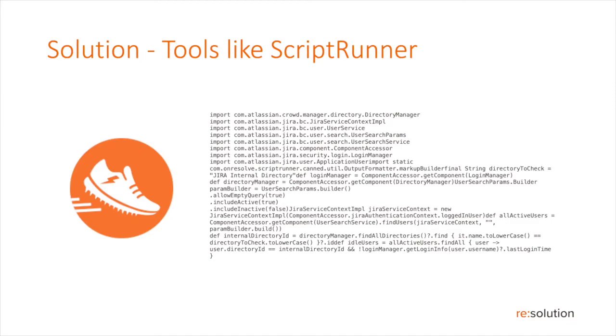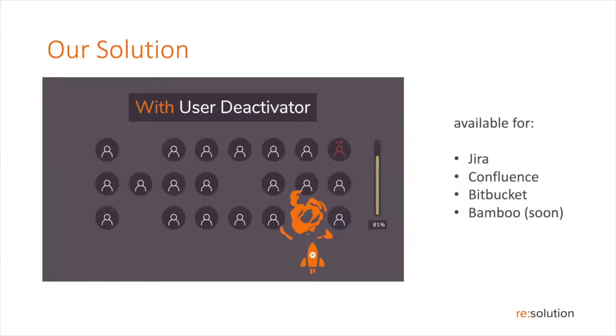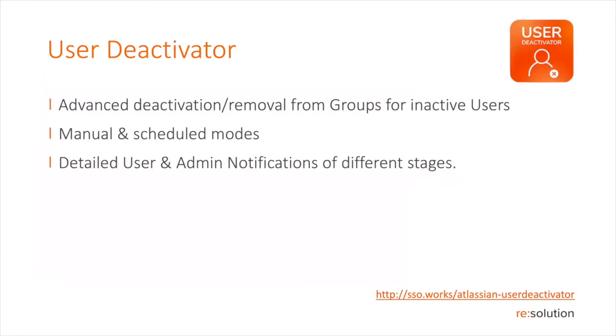But you can do that in a similar way to what I've shown here. Or I wouldn't be here if we didn't have a plugin for this. So look at one of our plugins, which is called User Deactivator, which gives you a nice GUI front end, etc., to do all of this. It's available for Confluence, Bitbucket, Bamboo will come soon. And it's the same UI, same interface, same capabilities on all those platforms. So User Deactivator helps you with more advanced deactivation and removal from groups for inactive users.